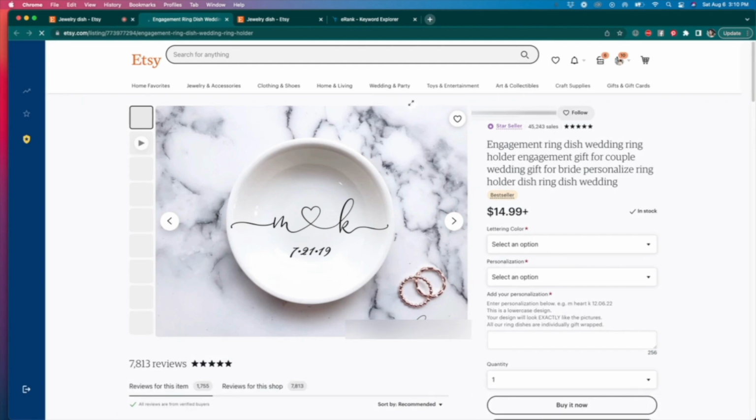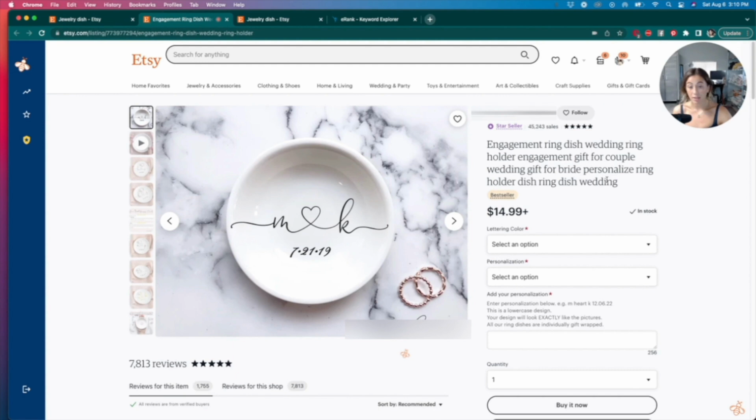So this is the engagement ring dish. So this is more in the bridal space. It has a bestseller badge, so we know this guy's doing really well. The store itself has had 45,000 sales. Now, what do I care about when I'm doing this type of competitor analysis? Well, if I was going to launch something like this, I would want to make sure that the day that I launch my listing, I'm competing with this guy, because this is who I need to beat in order to get to the top, essentially.